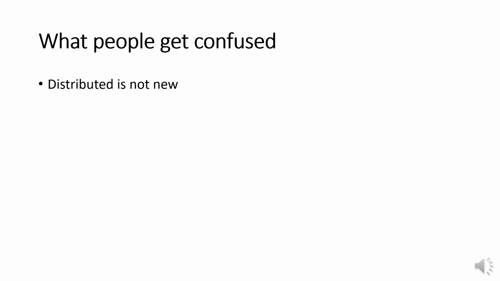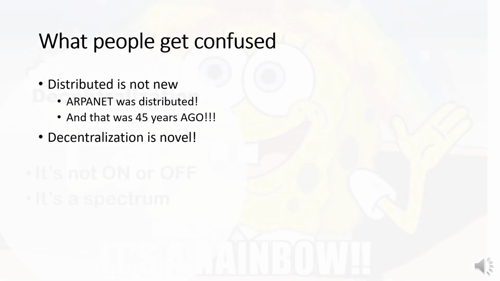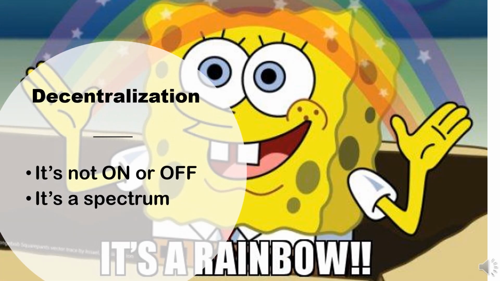The distributed aspect is not the new thing. ARPANET was distributed, and that was 45 years ago. Decentralization is the novel part. Moreover, decentralization is not an on-off thing. It is a spectrum. So you can have centralized elements in a blockchain system, but the amount of control those elements have determines the level of decentralization.